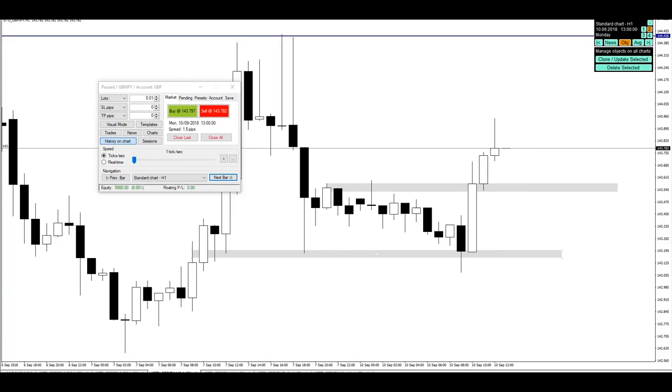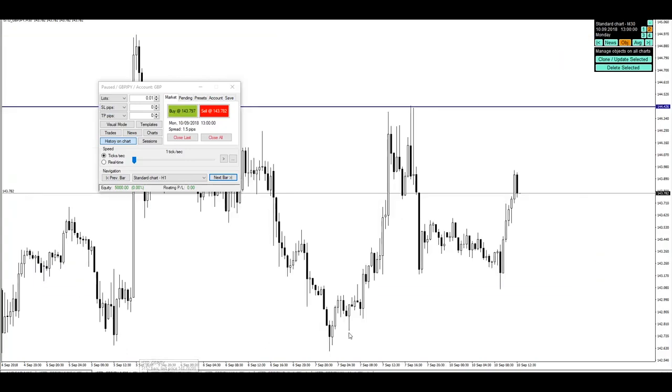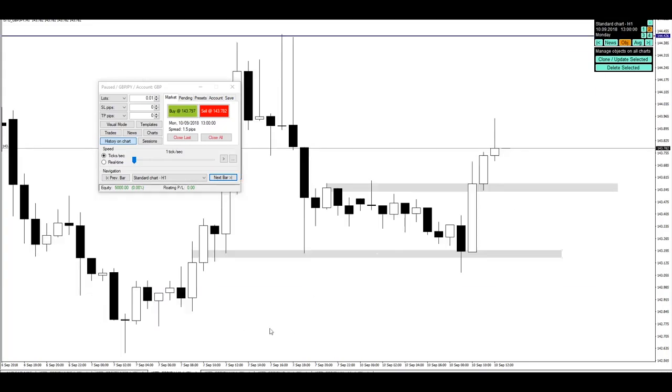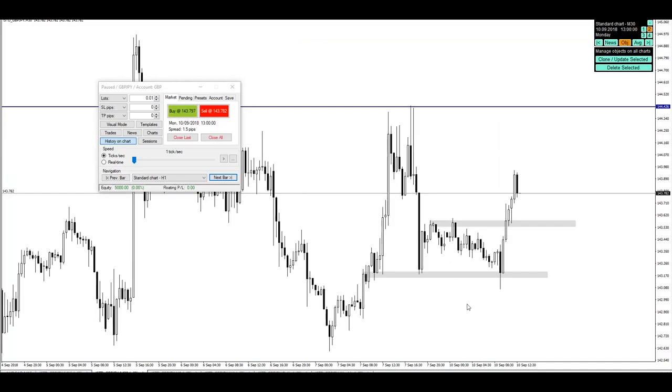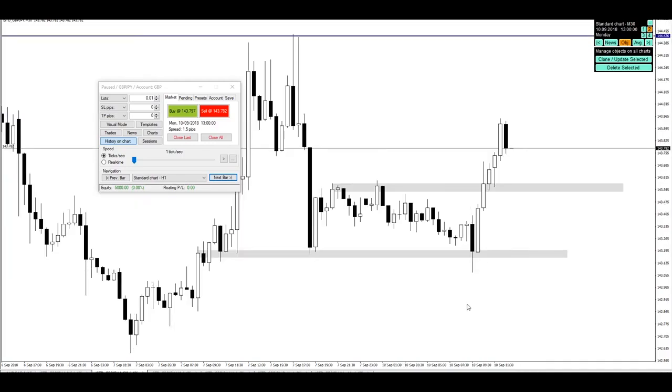Now, let's take a look at the 30-minute. The 30-minute is kind of retracing down, right? It's retracing down. So let's just clone these zones from the 1-hour onto the 30-minute. Now you see the 30-minute is trying to retrace down. So maybe it made a high, it may come down to this area, make a support, and then continue to go up.